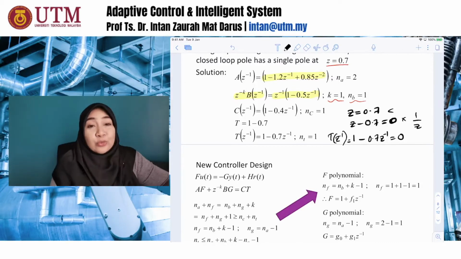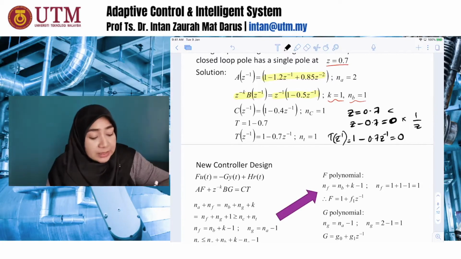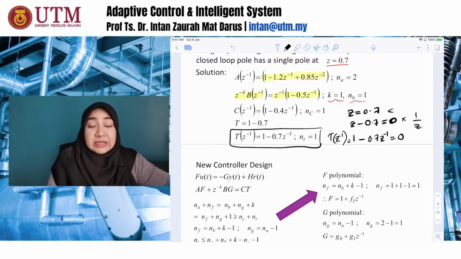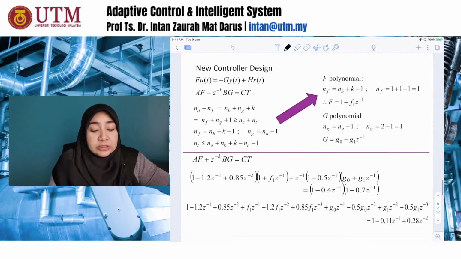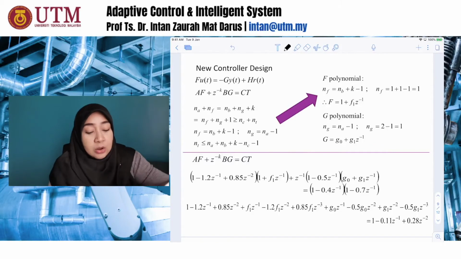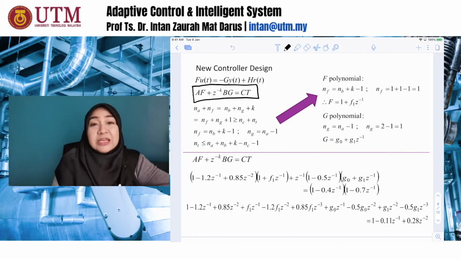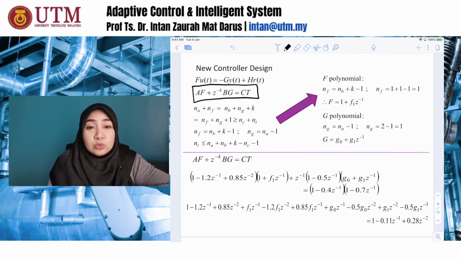So this is your polynomial T, which I'm going to use later, and the model order for my T is 1. With the new controller, I will use similar design rules to what I had just now: F u(t) equals G y(t) plus H r(t), where the design rules I have to follow come from my characteristic equation, AF plus z^-k BG must be equal to CT.